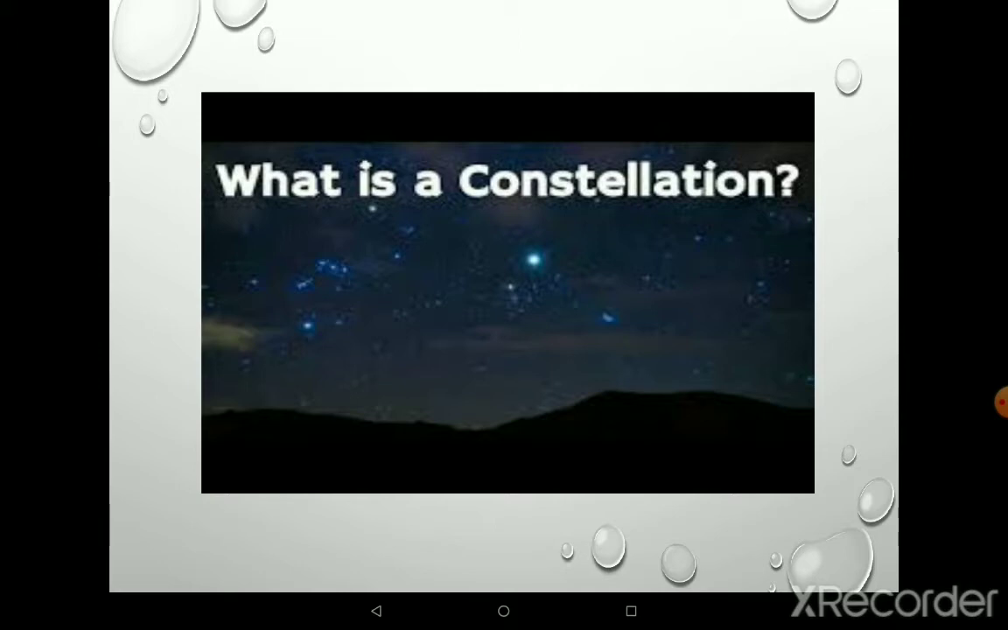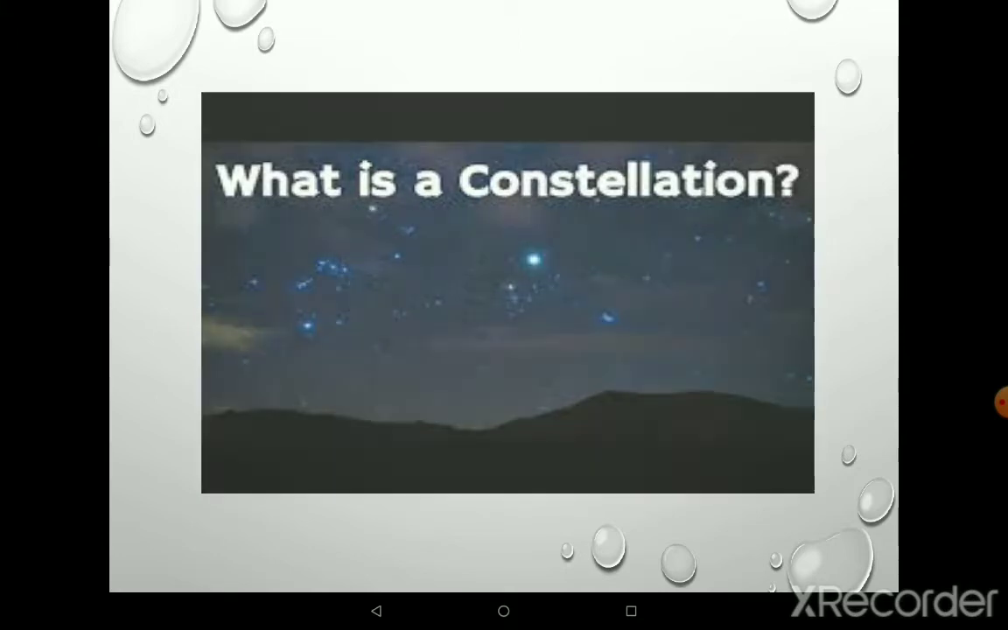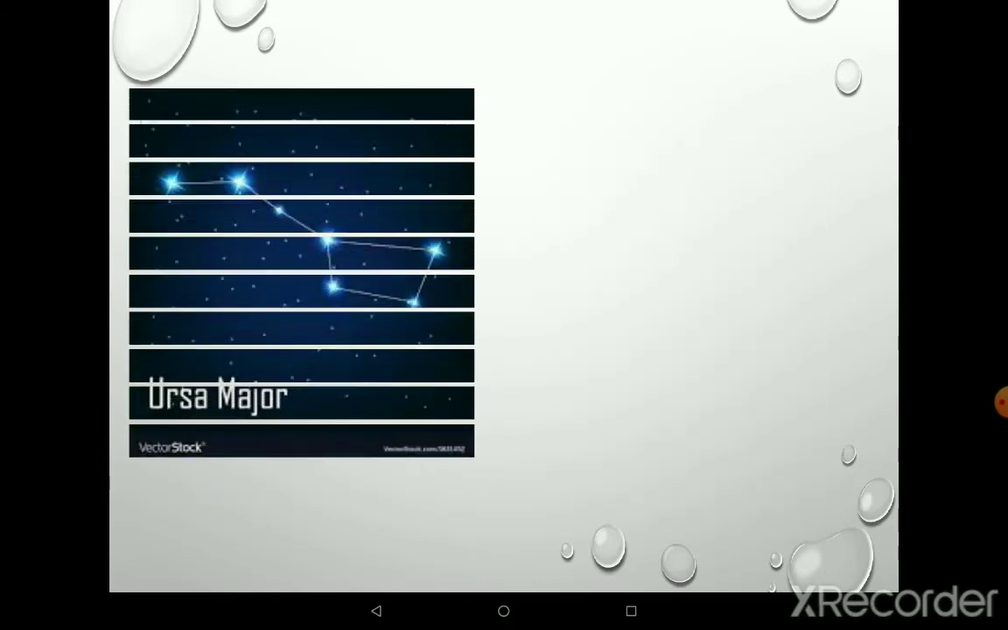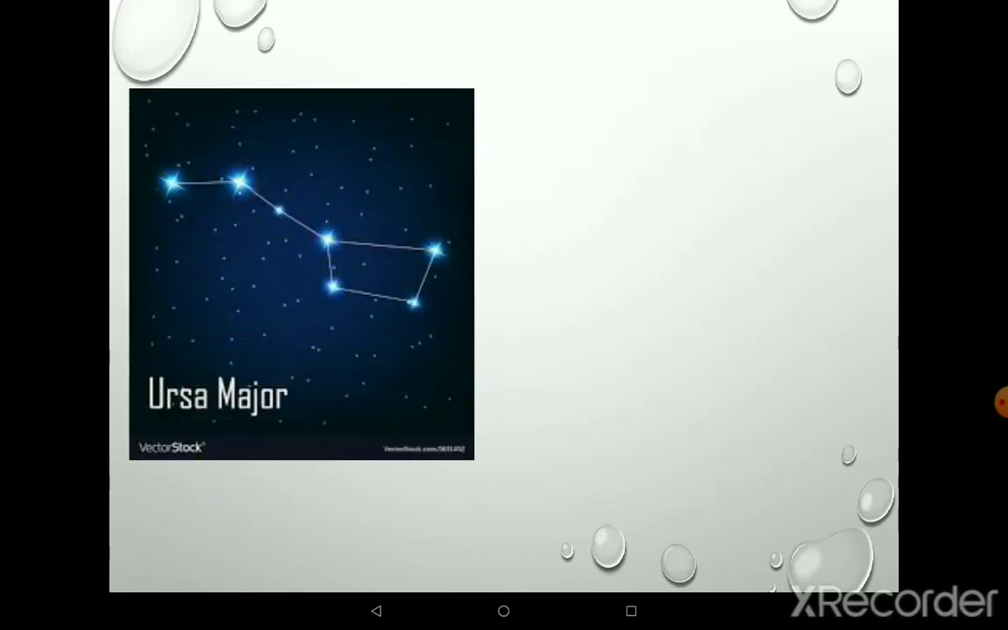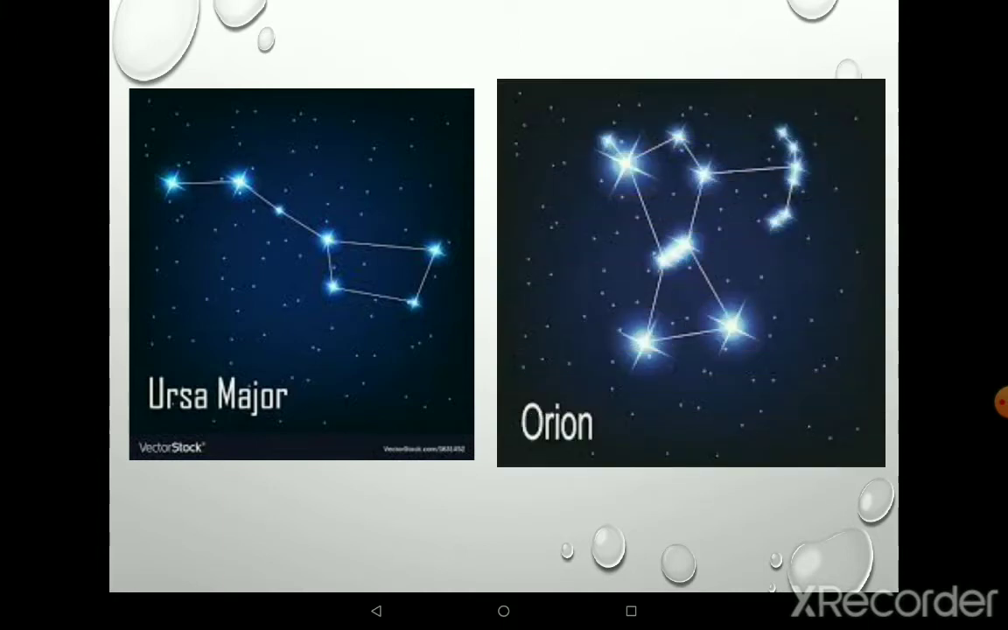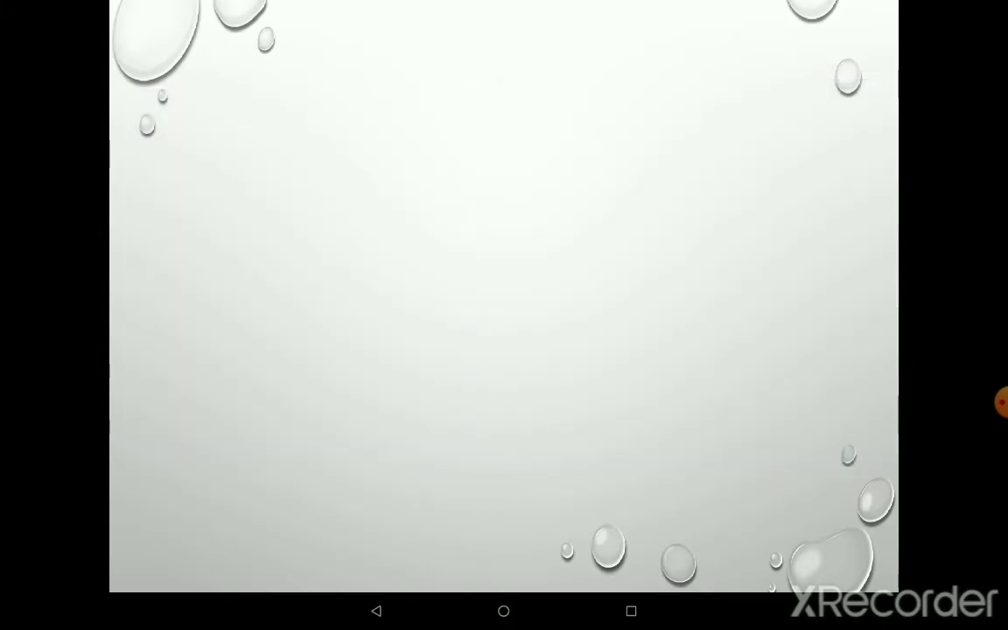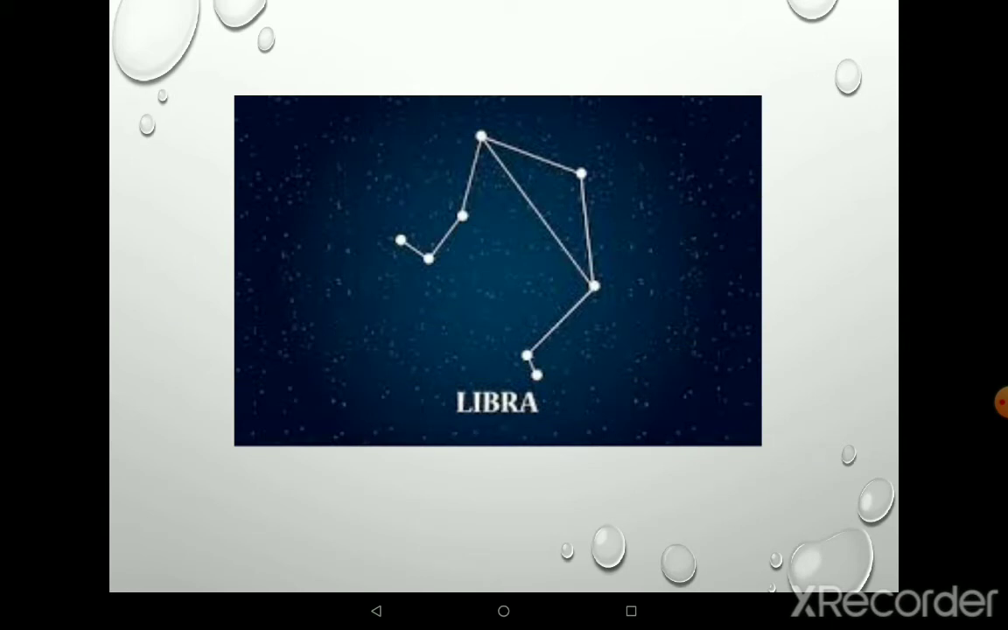When you look up into the night sky, you will find some of them. Like you can see the Great Bear, also called Ursa Major. Then we have Orion, called the Hunter. Then we have Libra, the balance scale. These are some of the constellations or nakshatra which are recognizable in the night sky.